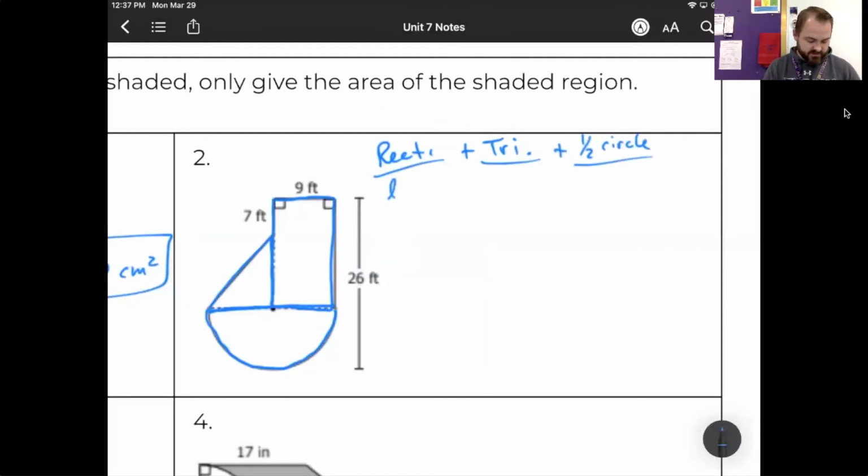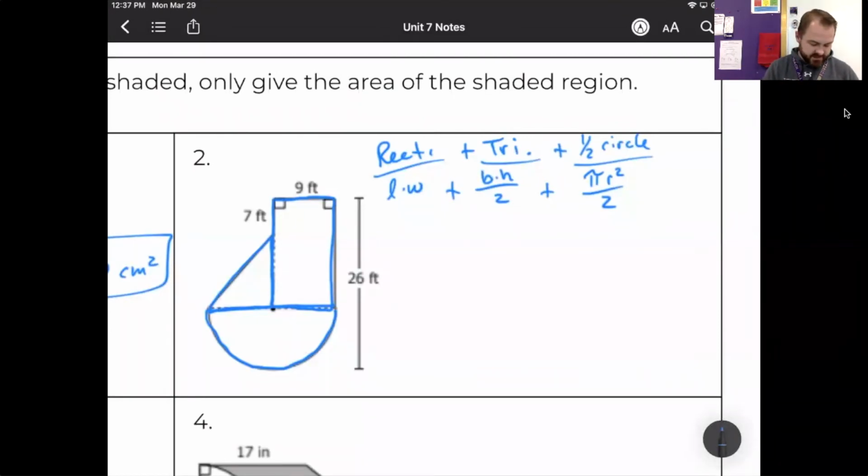Rectangles are just length times width. Triangles are base times height divided by 2, or 1/2 base times height. But a half circle, we're just going to take that literally. We're going to do the area of a circle, pi r squared, and divide it by 2 to cut it in half. So let's start filling in what we know.